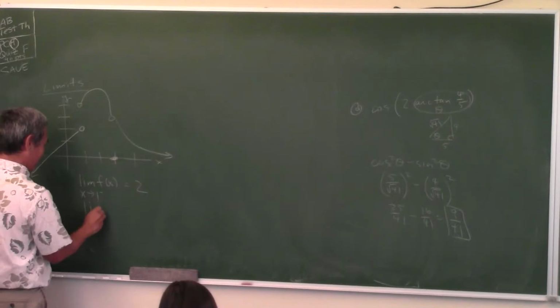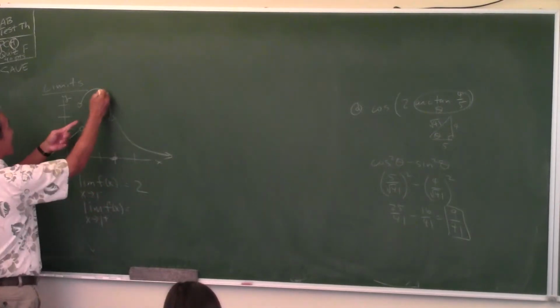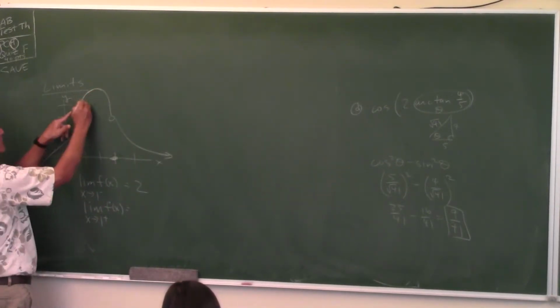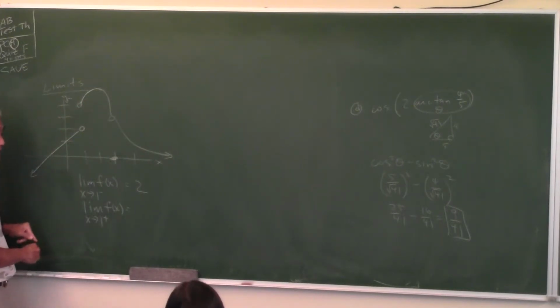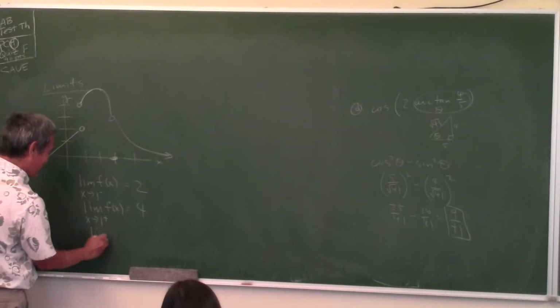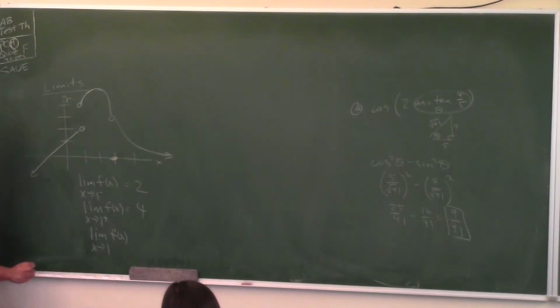What is the limit of this function as x approaches 1 from the right? Coming from the right, the graph is getting closer and closer to this point. What's the y-coordinate of that point? 4. So therefore, what is the limit of this function as x approaches 1?